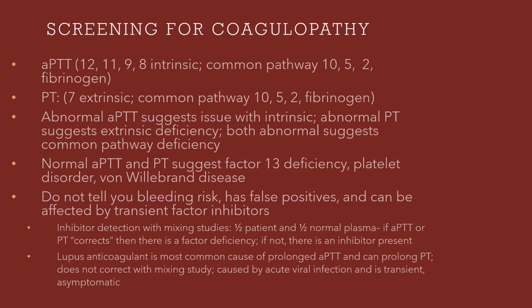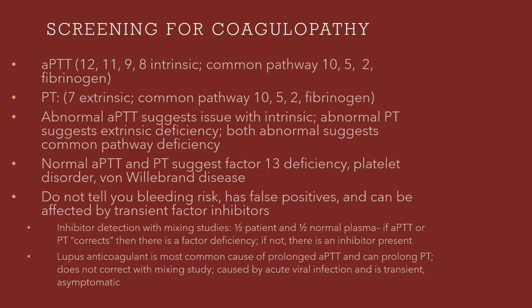to detect the inhibitors. Lupus anticoagulant is the most common factor inhibitor. It usually will prolong the PTT, but it also can prolong the PT. So this factor inhibitor doesn't correct with a mixing study, so it causes a little bit of problems for detecting it. It's typically caused by a viral infection, and it can be transient or asymptomatic.